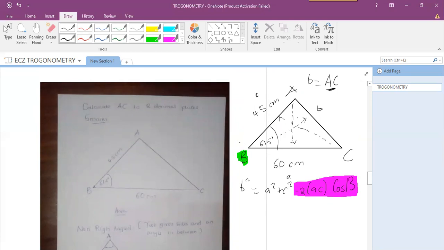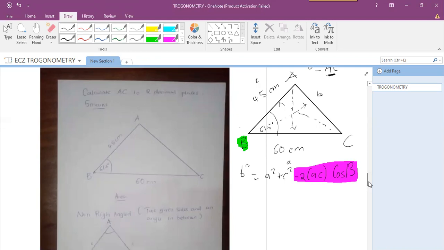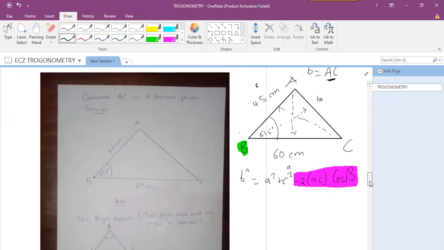So B squared is equal to A squared plus C squared minus 2AC cos B. Or if you wanted, you could have started with C squared plus A squared, because 1 plus 2 is the same as 2 plus 1, the commutative rule, and 2 times 3 is the same as 3 times 2. So you can start with whichever. From here, we just substitute now.